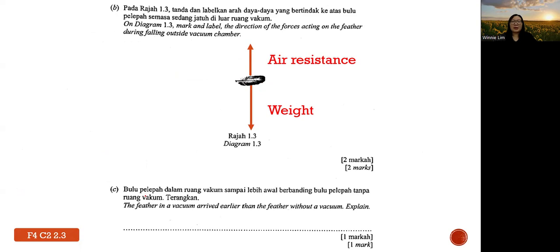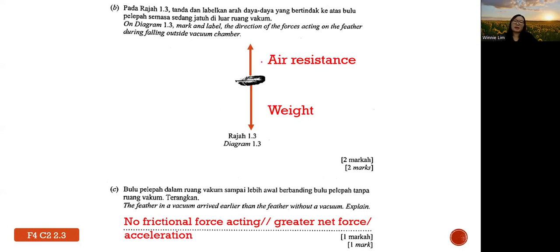Then C. The feather in the vacuum arrived earlier than the feather without a vacuum. Why? This is because there is no frictional force acting, or the net force is greater, because there is only a downward force without any air resistance acting upward.